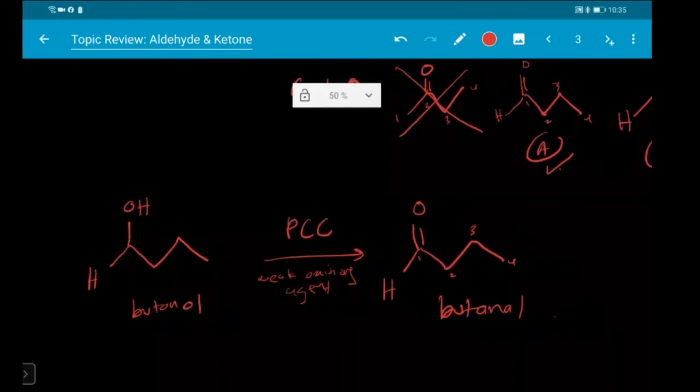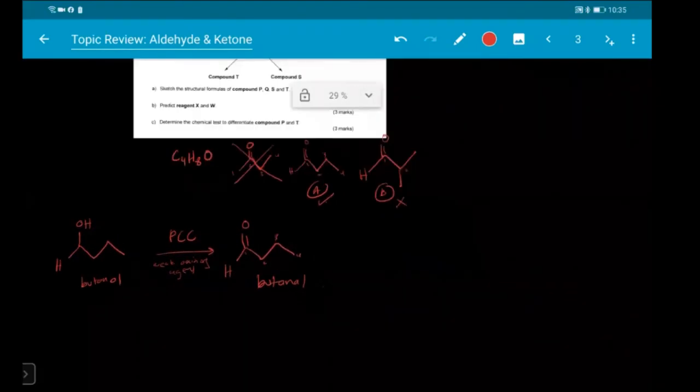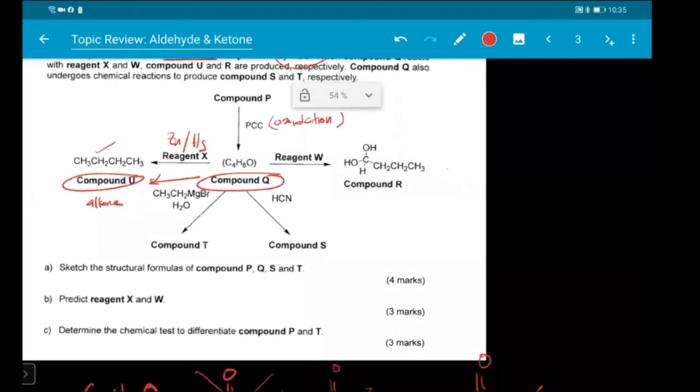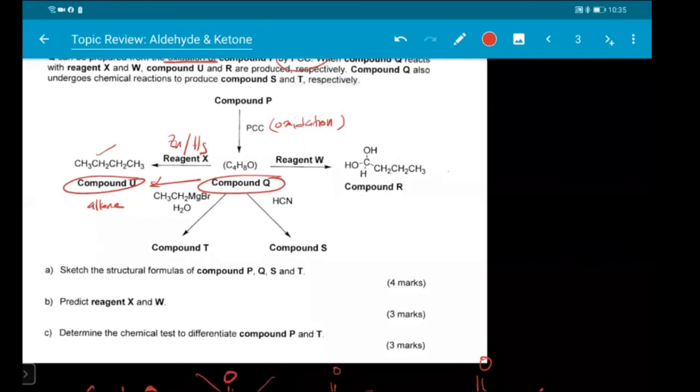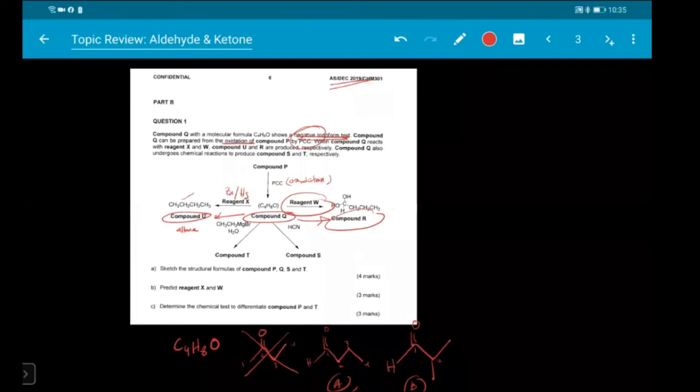Alright. Next reaction tadi reagent X ni clear oxidation. Ada apa soalan? Okay, no question. Okay, moving on. Compound Q to compound R by using reagent W. Ni saya tak ada bincangkan ni tau. Saya ingat saya ada bincangkan, tak ada bincang dalam video sebelum ni.